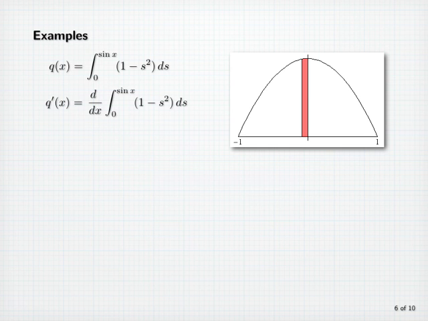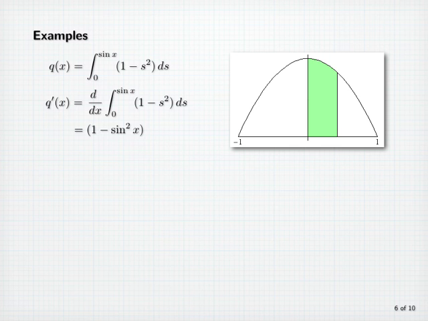The derivative q prime of x, that is, the rate of change in that signed area as a function of x, is the derivative with respect to x of the integral from 0 to sine x of 1 minus s squared ds, which we'll compute using the chain rule. The derivative of the outside function, capital phi of x, is 1 minus sine squared x. Notice we're simply substituting sine x into the integrand here.